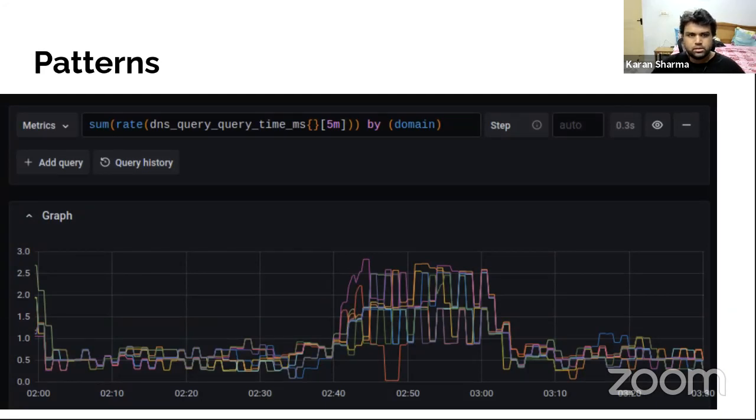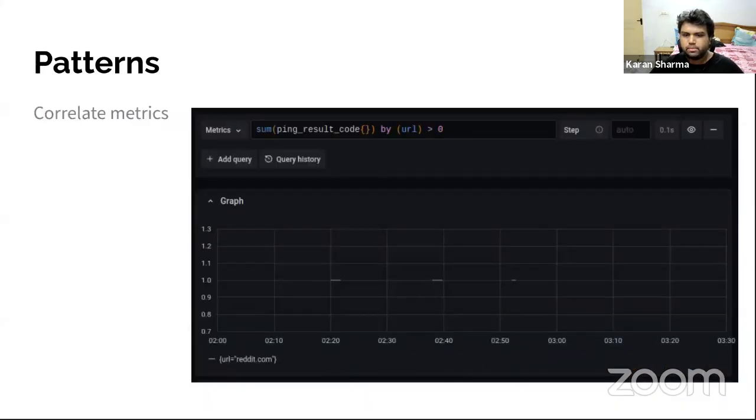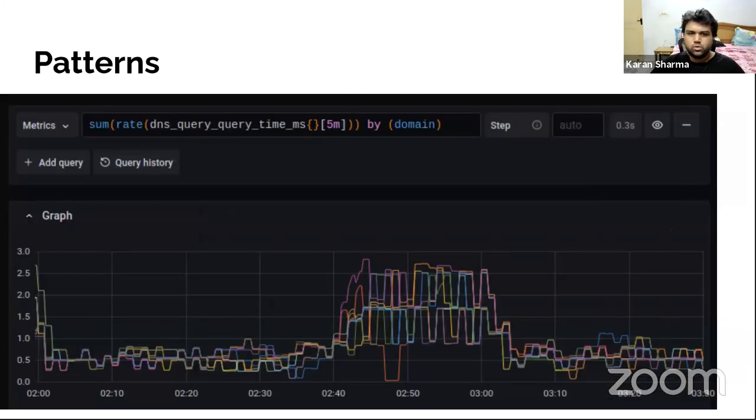This is the graph of the DNS query time, where the DNS query time on average spiked during 2:40 to 3 p.m. And that's the same time where my ping result code was also showing some DNS related issues. So that could possibly mean that either my Pi-hole, or the way I connect to my DNS server, which is Tailscale, a WireGuard mesh network, either of these was having issues. And if I want to dig in, I can get more information from this graph, and I can dig through the problem.